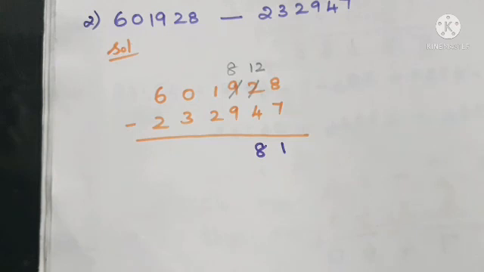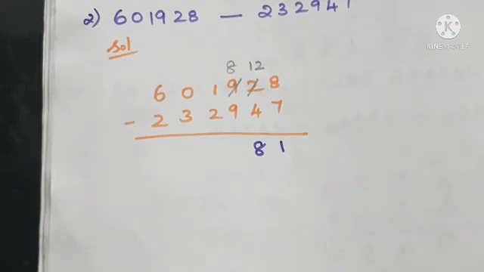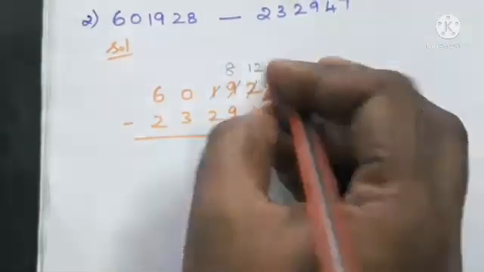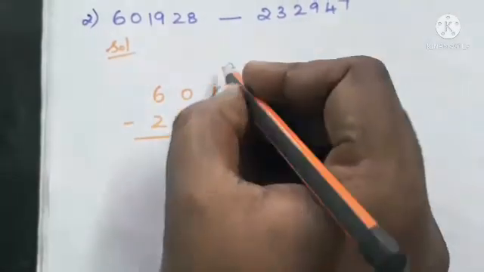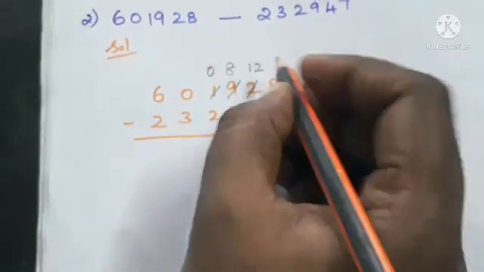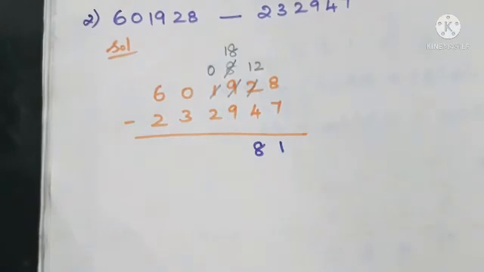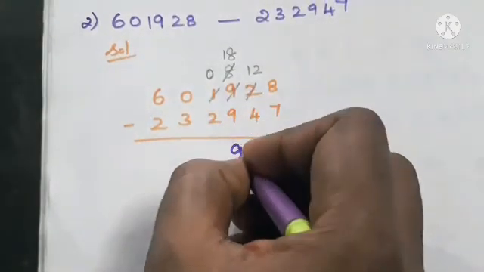Next 8 minus 9. Is it possible? 8 is smaller when you compare to 9. So we have to borrow a number from the next value. If you take 1 from the 1, the 1 will change to 0. And this 8 will become 18 now. So 18 minus 9. 18 in the mind and 9 in the finger. So what's the answer? 18 minus 9 is 9. Okay.